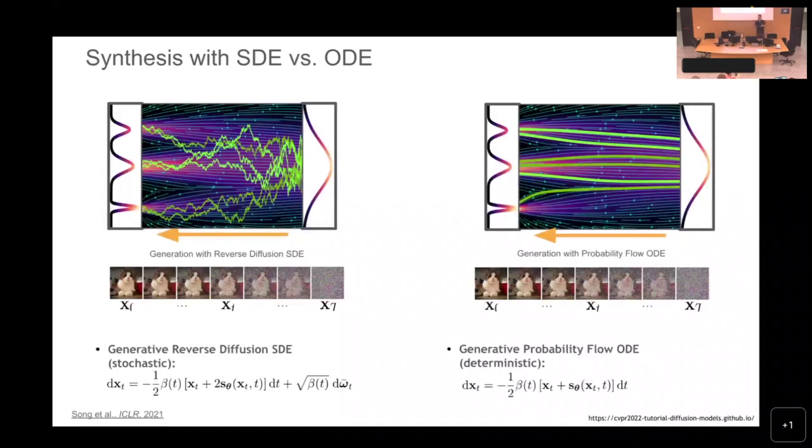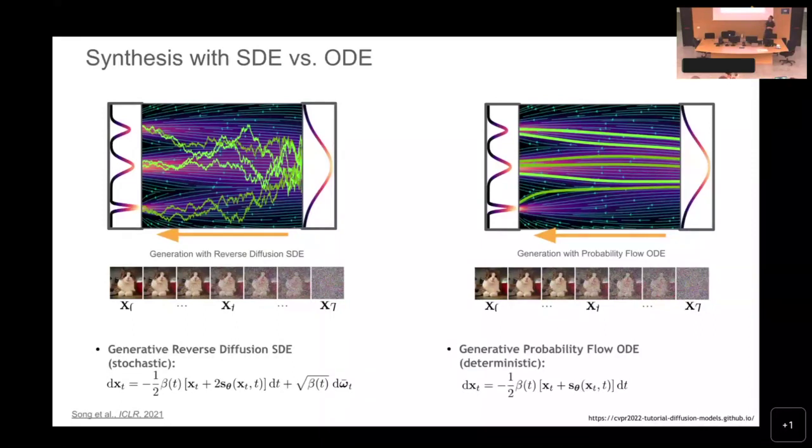So graphically, what does this mean? How do these two relate? For the SDE, we start with random noise, and then we have these stochastic sampling paths over time that take us to the clean data distribution. Here it's kind of messy, right? You see lots of different paths that a sample can take. That's because we add noise, and the noise is different every time we sample. So there are different paths you can take to go from one noise latent to one image.